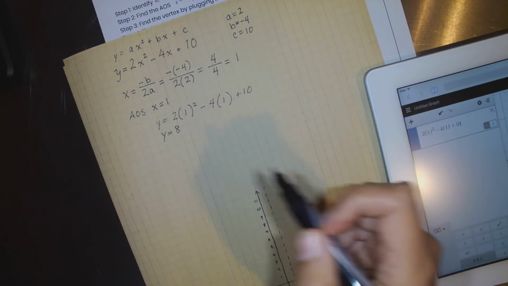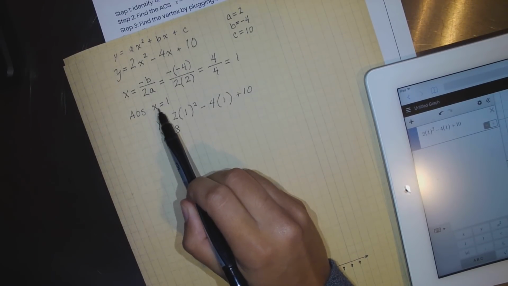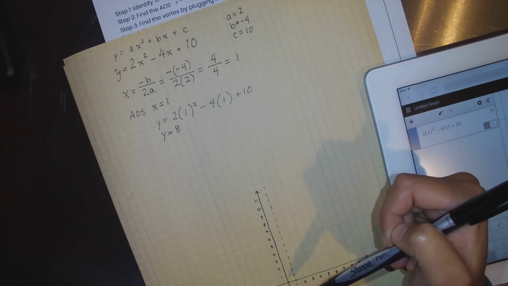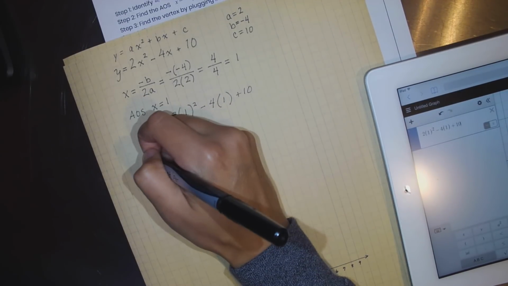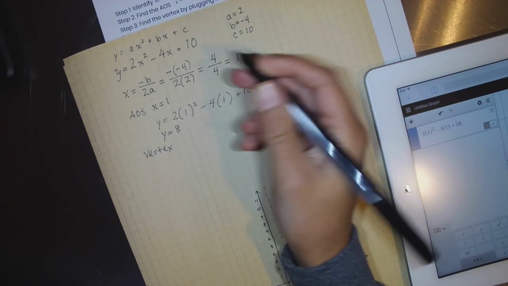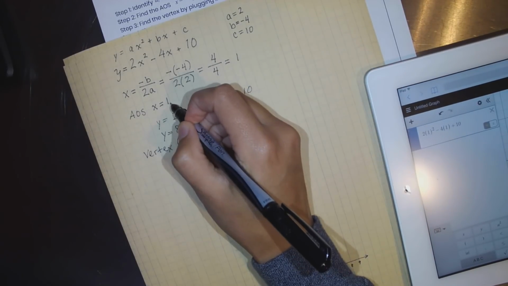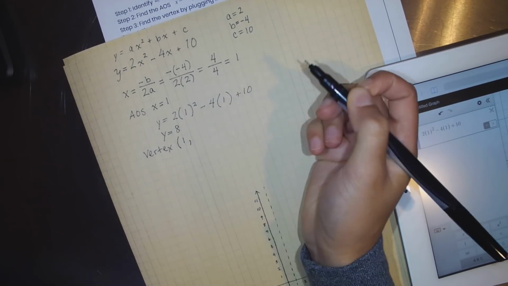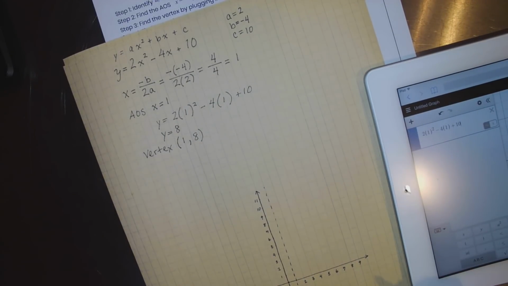Right. So our axis of symmetry is the x value of our vertex. It's also the halfway point of our parabola. The y value is our y value of the vertex. So vertex, we have to always write as a point. Vertex is the highest or lowest point. So our highest or lowest point is going to be 1 from our axis of symmetry, comma 8 from plugging that into the equation. Vertex is 1, comma 8.